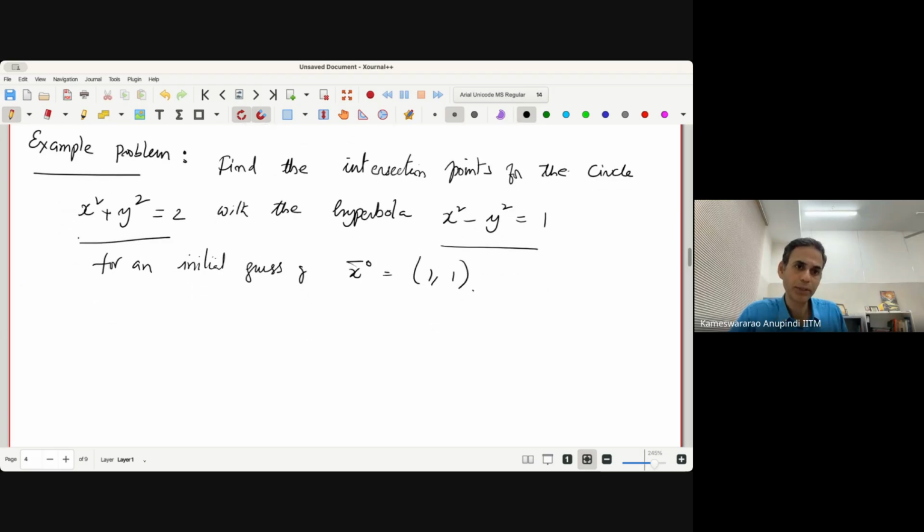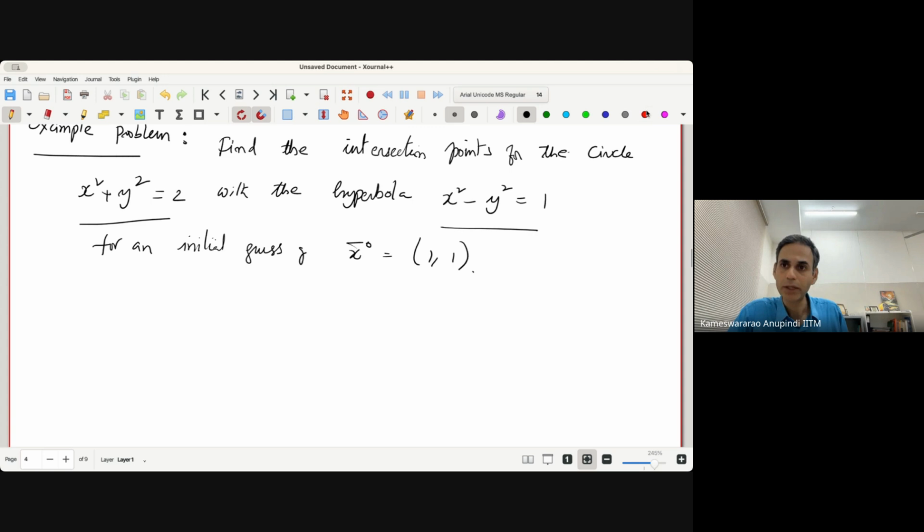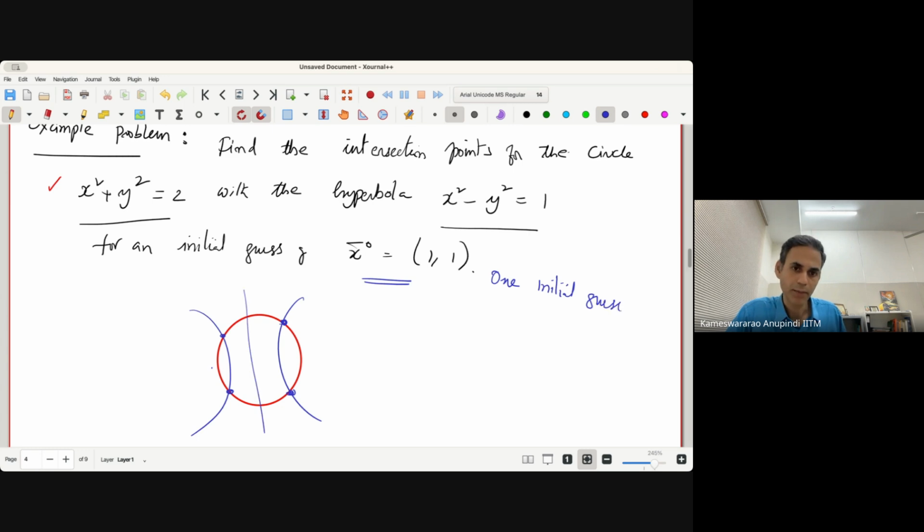So for this initial guess, we need to calculate the intersection points. We are given a circle, that is x square plus y square equals 2. That is this equation. And then we are given a hyperbola, let us say x square minus y square equals 1, which maybe looks like this. We are asked to calculate the intersection points. Of course, in this case there are 4 intersection points, but we are only given one initial guess, which is 1 comma 1, somewhere here. That is the initial guess we are given.